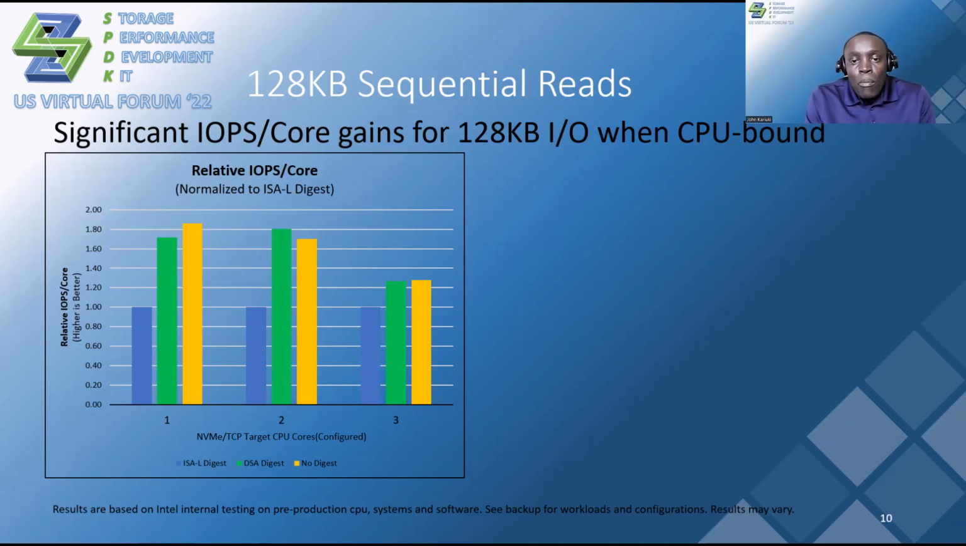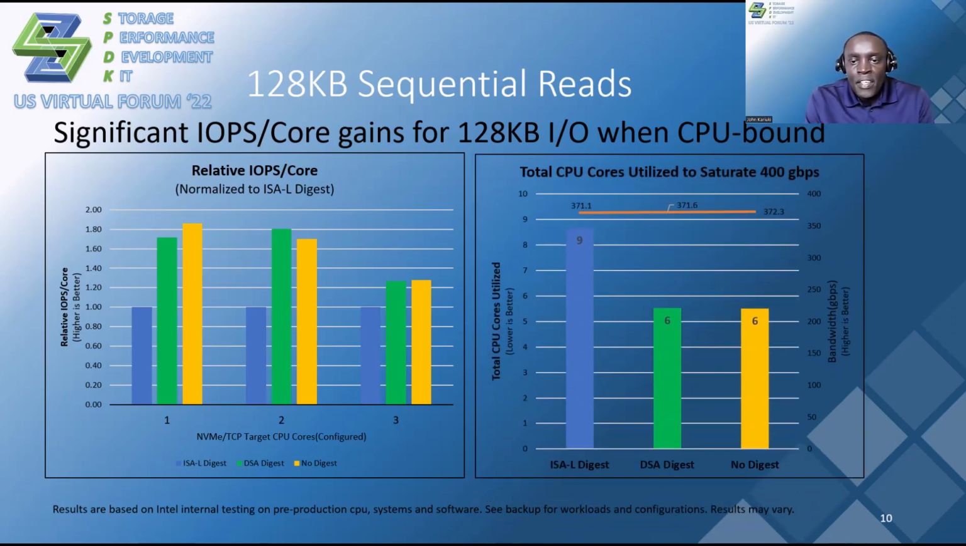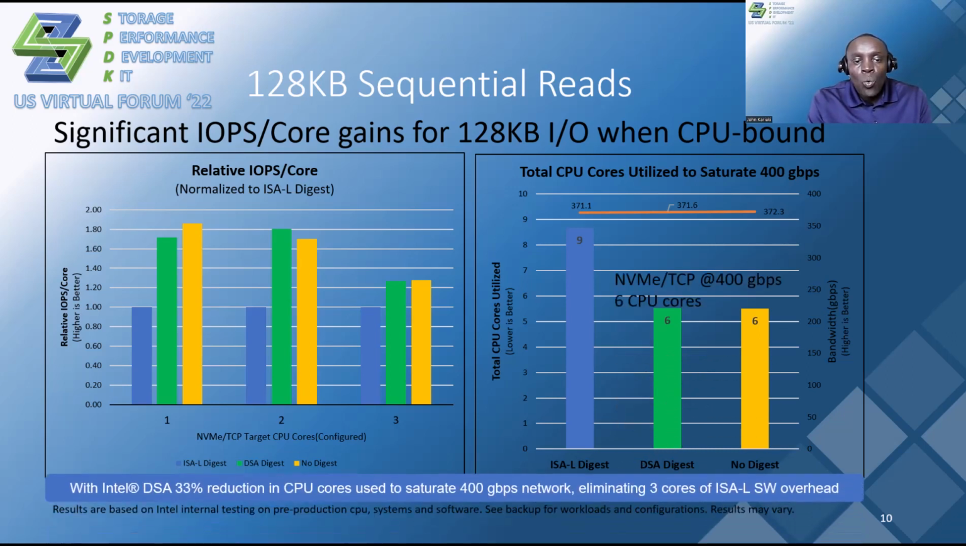When we measured the actual number of CPU cores that were used to saturate the 400 gig network, what we observed on this graph over here on the right is that the target application used just 6 CPU cores to saturate the 400 gig network with data protection. And that's actually the same number of CPU cores that were used when the target did not compute that digest at all, right? So I'm talking about those green bars and the gold bars here on the graph on the right. They are showing us that there are no additional CPU cores needed to saturate the 400 gig network when we used Intel DSA for the data digest versus not computing the digest at all in the first place.